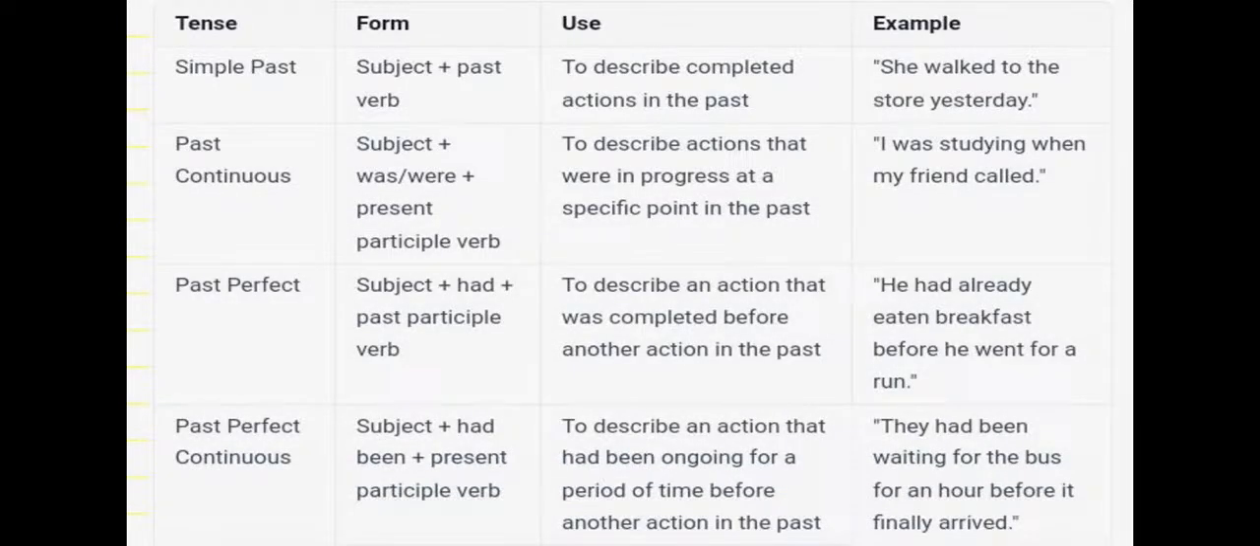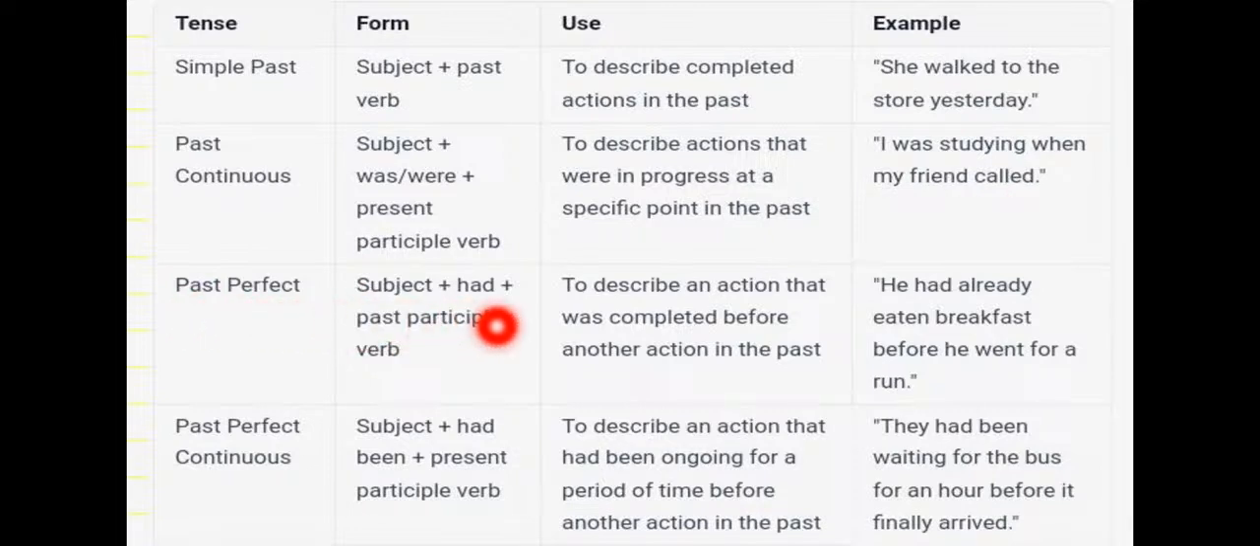So, ladies and gentlemen, let's have a summary of all these past tenses. Now we have past simple, made with subject and past verb, that is the second form of the verb, and we use it to describe a completed action in the past. For example, she walked to the store yesterday. In past continuous, we have subject plus was or were plus the ing form of the verb, and we use it to describe actions that were in progress at a specific point in the past. I was studying when my friend called me.